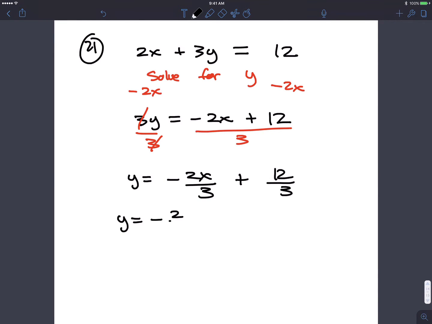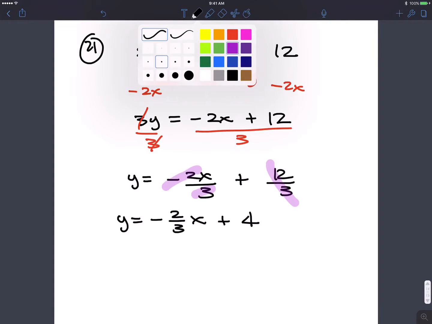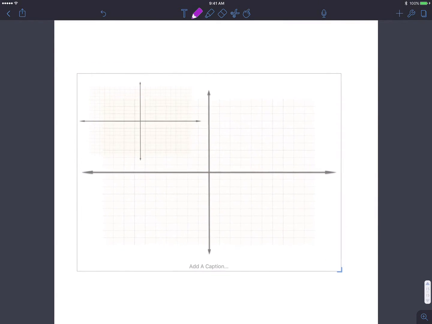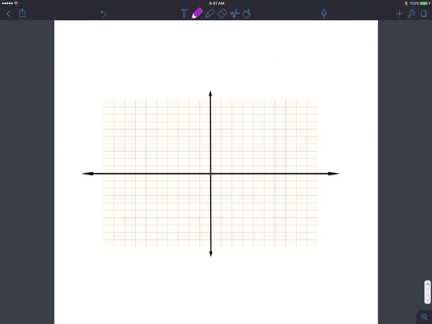Y will be negative 2/3 x plus 4, because if we focus on the fraction, negative 2 divided by 3 is negative 2/3. 12 divided by 3 is 4. We now have a slope of negative 2/3 and a y-intercept of positive 4. Let's use our information.